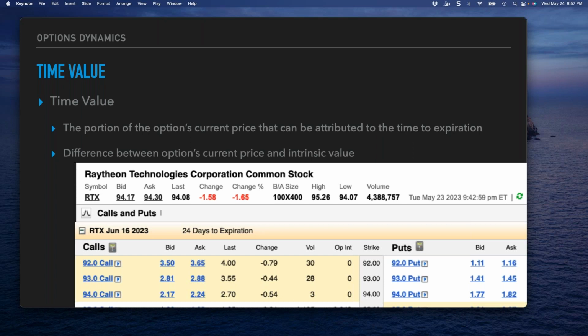This is a reflection of the reality that while these options have the same time to expiration, they lie at different distances from the stock's current price. They also operate as separate securities with their own levels of trading activity that are separate and distinct from each other, and that can inflate or deflate the time value side of the equation at any given time.